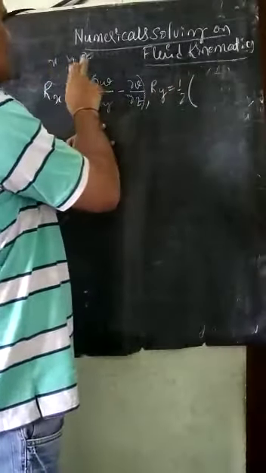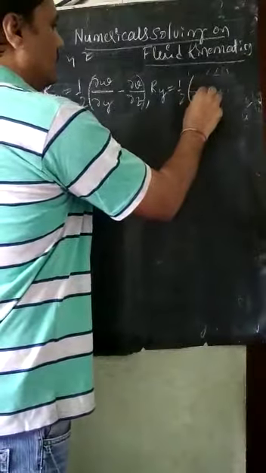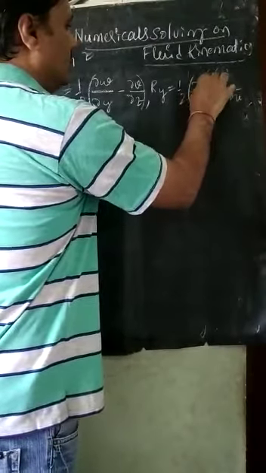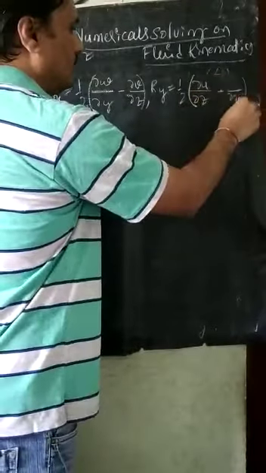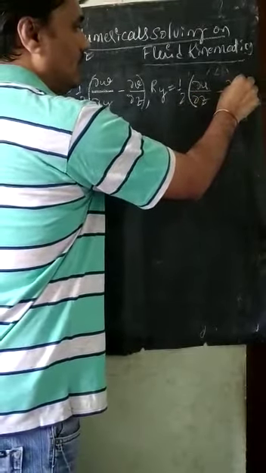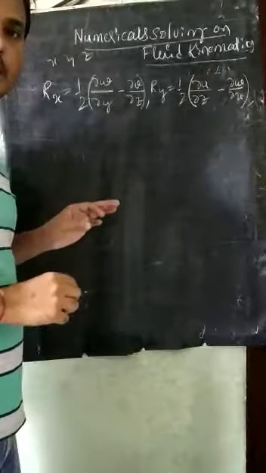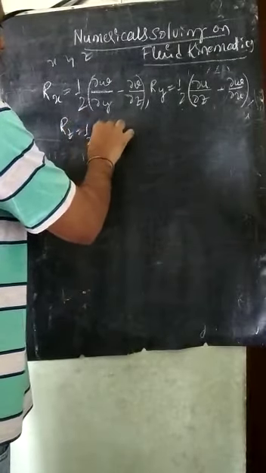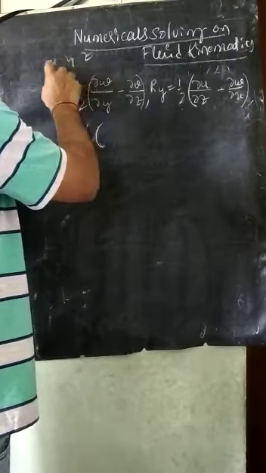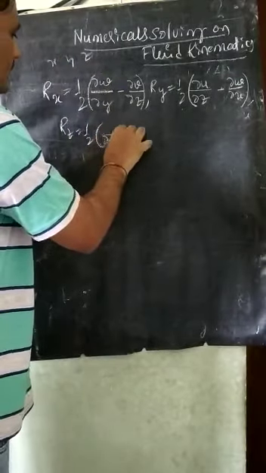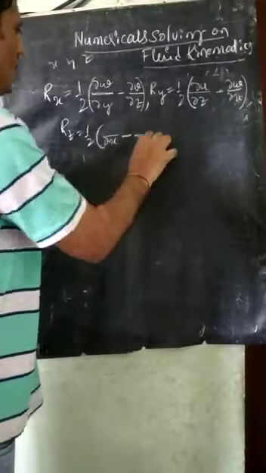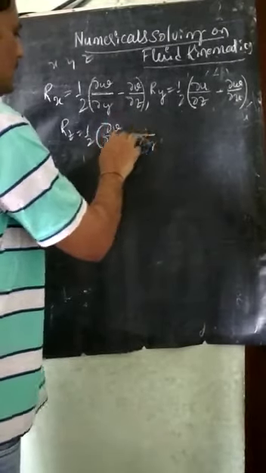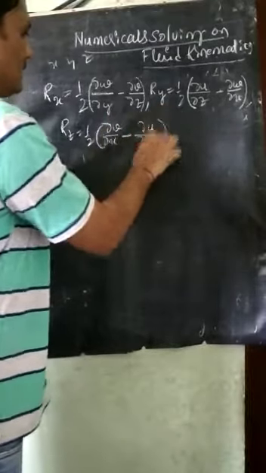Similarly, ry is equal to half in the bracket, after y, z and x, so dou u divided by dou z minus dou w divided by dou x. Here the x velocity component is u and the z velocity component is w. The next one is rz, after z come x and y, so it is dou v divided by dou x minus dou u divided by dou y, where the y direction velocity is v and the x direction velocity is u.